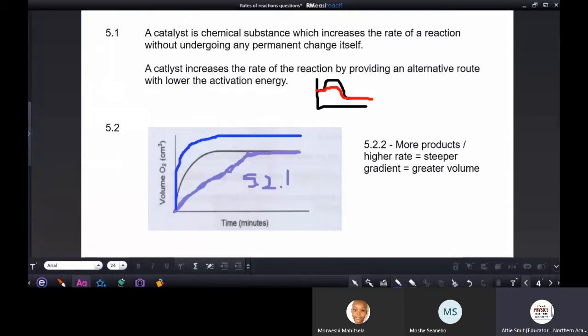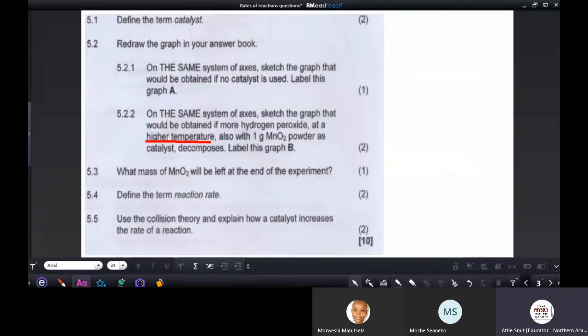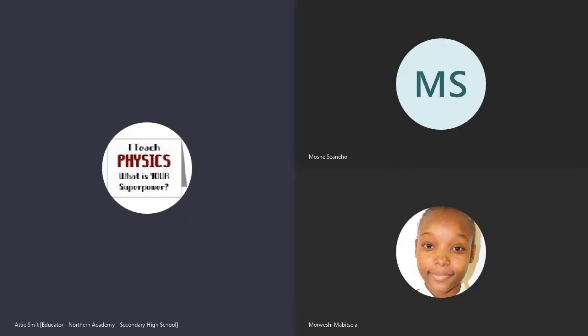Then we get to 5.5. Use the collision theory and explain how a catalyst increases the rate of the reaction. Okay, guys, if we use the collision theory, what are the 3 things that we must have in our answer? What are the 3 things we need to look at?